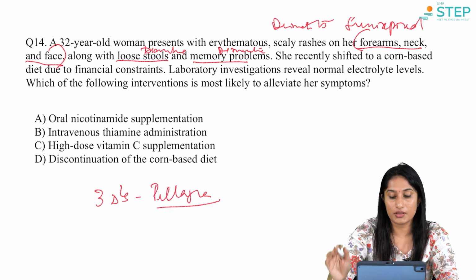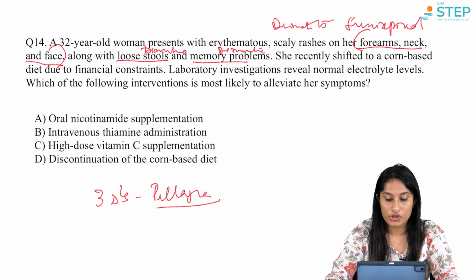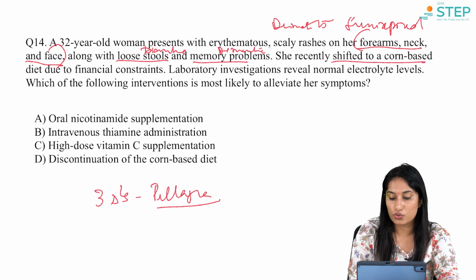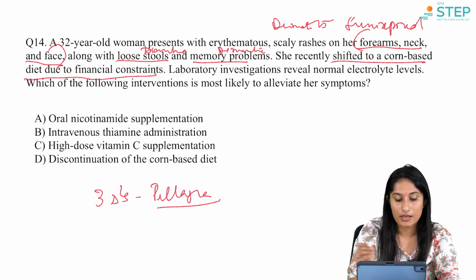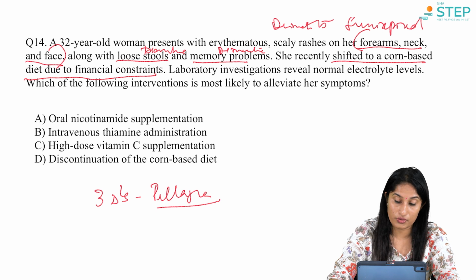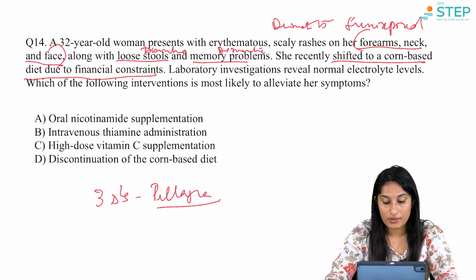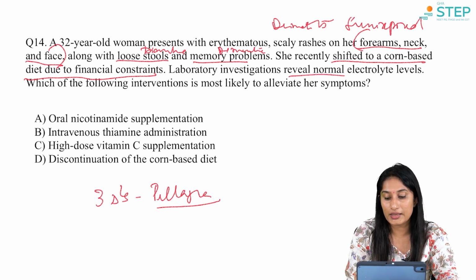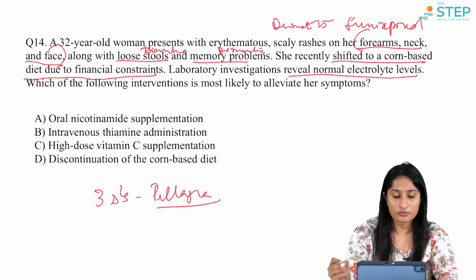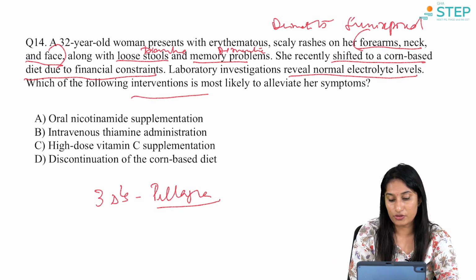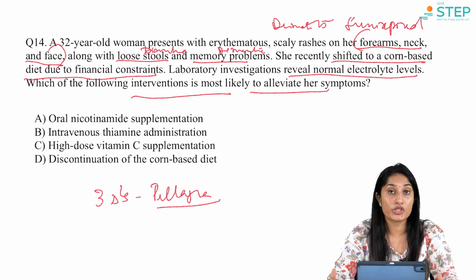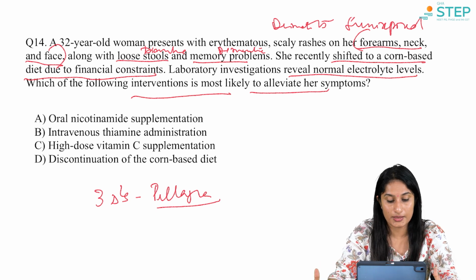Let me stop it here. Let me continue with the case. She recently shifted to a corn-based diet due to financial constraints. Yes, laboratory investigations reveal normal electrolyte levels. Which of the following interventions is most likely to alleviate her symptoms? That means, which would give her relief from these symptoms?